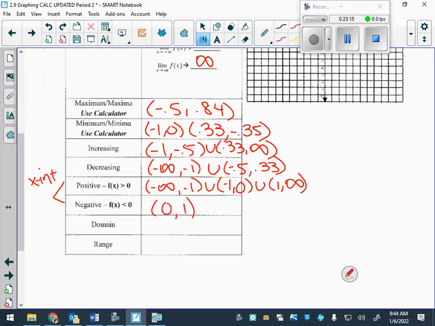Okay, what is my domain? Good. Negative infinity to infinity. What would be my range? Yep. Perfect. Excellent.